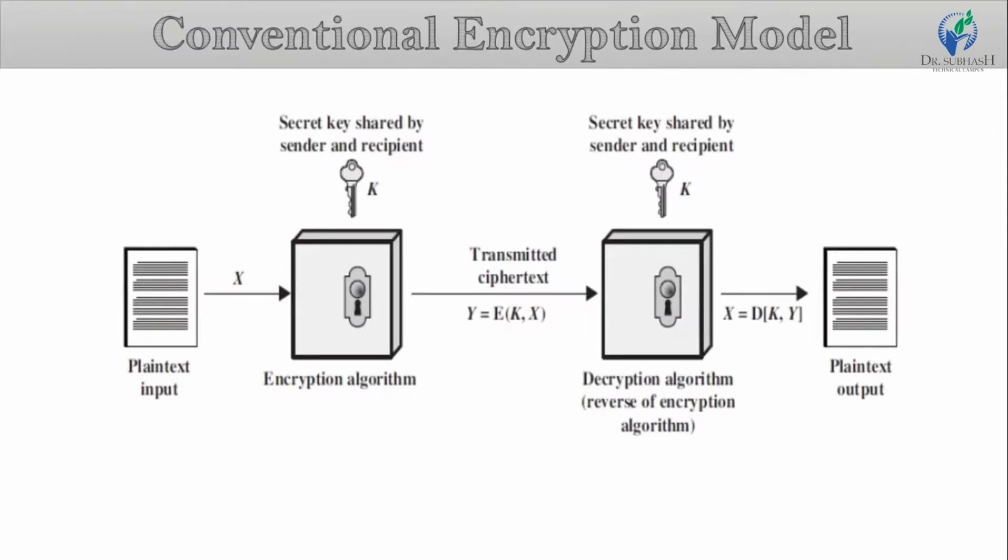Now, security depends on several facts. First, the encryption algorithm must be powerful enough that it is impractical to decrypt a message on the basis of ciphertext alone. Beyond that, the security depends on the privacy of the key, not the privacy of the algorithm. For that, there are two requirements for secure use of the symmetric encryption model, or we can say conventional encryption model.